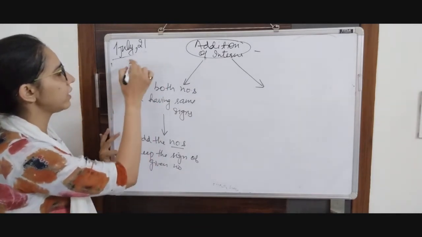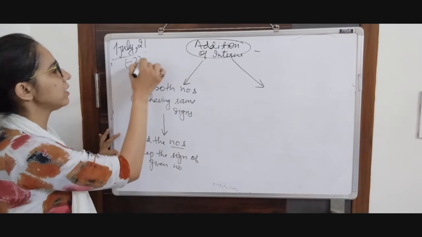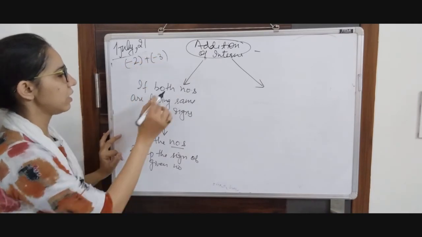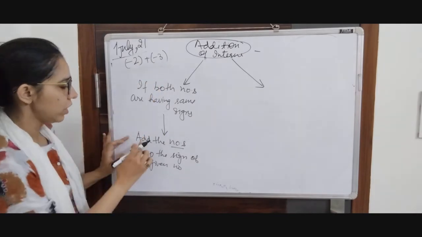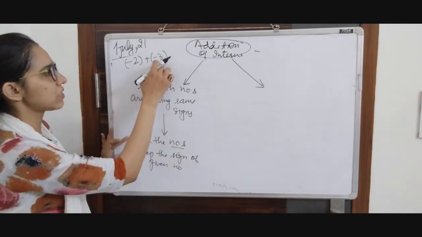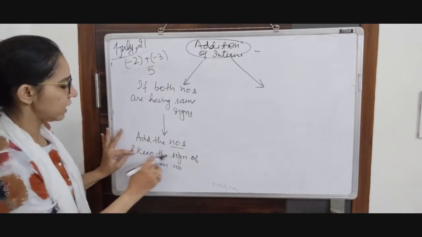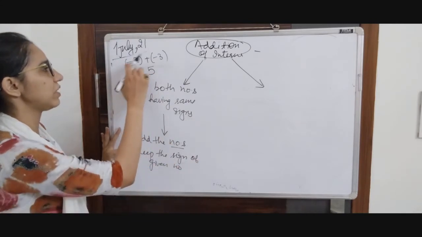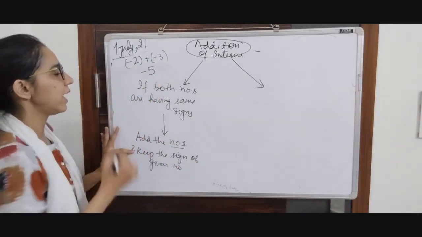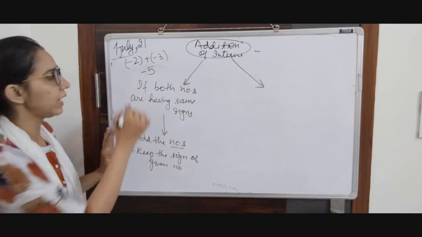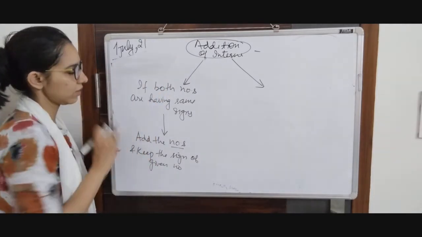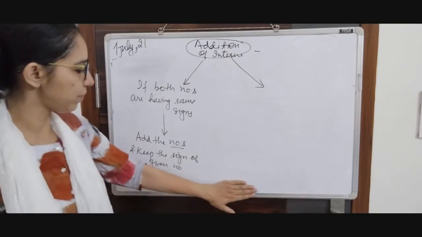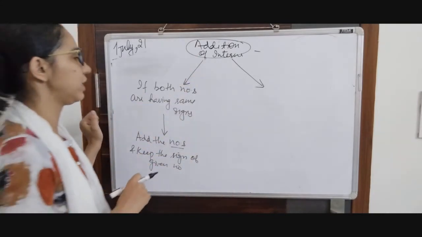Suppose I am taking negative numbers now, minus 2 and minus 3. Both numbers have the same sign, but the sign is negative. So add the numbers. 2 plus 3 is going to be 5, and keep the sign of the given numbers. What is the sign of the given numbers? Negative. So we will keep the sign, that is minus 5. So this is one branch of addition of integers.